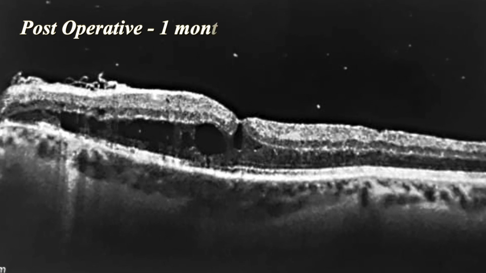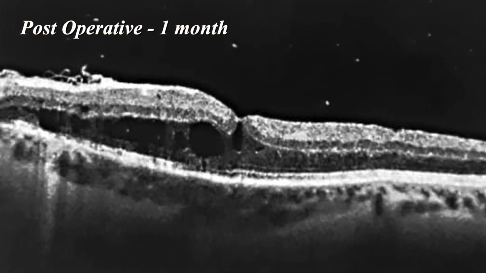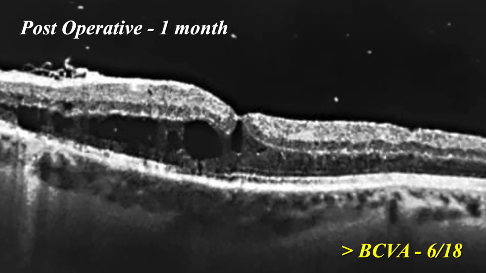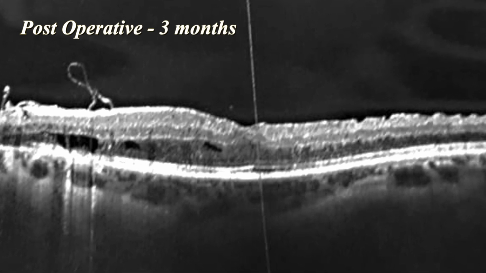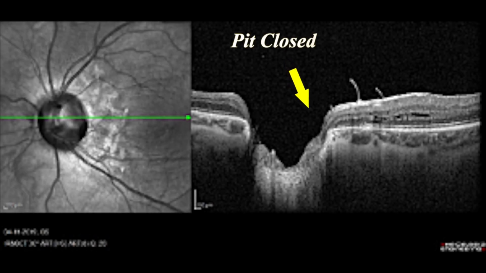Post-operative 1 month, we can see some cystic changes still persisting in the macula, but the best corrected visual acuity improved to 6/18. Post of 3 months, the macula is absolutely flat and the optic disc pit is sealed. Best corrected visual acuity improved to 6/9.